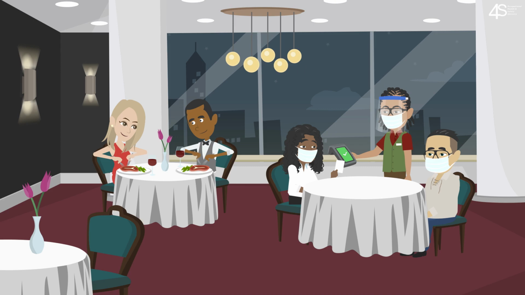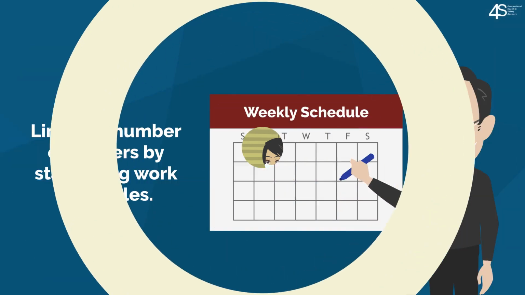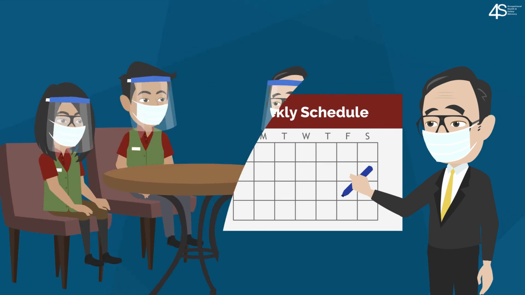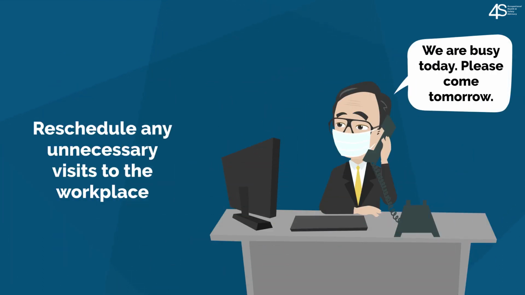eliminate at-the-door payment methods. Assign staff to ensure that customers are maintaining safe physical distances in congested areas such as entrances, exits, and checkouts. Limit the number of workers by staggering work schedules. Consider job rotation. Reschedule any unnecessary visits to the workplace by supply chain partners, vendors, or others.